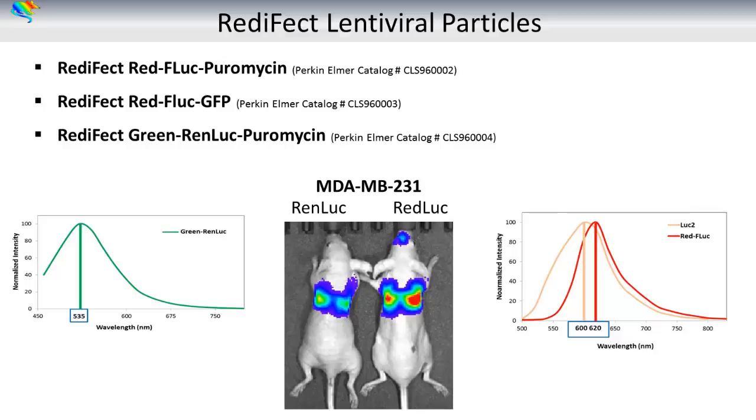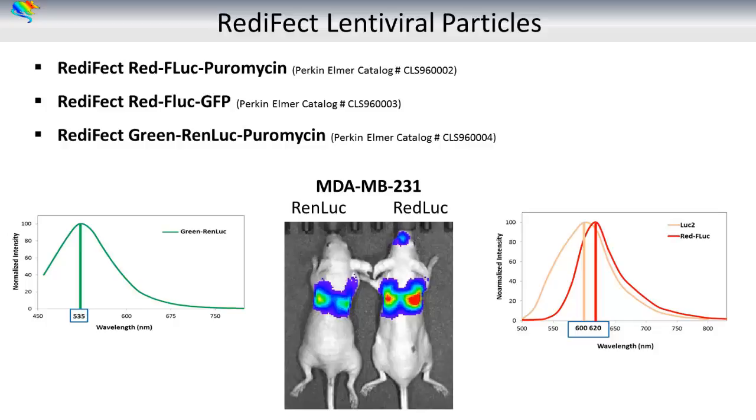Use Red-Fect lentiviral particles to create your own luciferase cell line with confidence. PerkinElmer recently launched 3 ready-to-use lentiviral particles. The first one encodes the red Italian Firefly luciferase emitting at 620 nanometers. The second lenti co-expresses the red Italian Firefly luciferase and GFP, facilitating immunohistopathology and flow cytometry. Keep in mind, however, that GFP attenuates Firefly luciferase about tenfold.